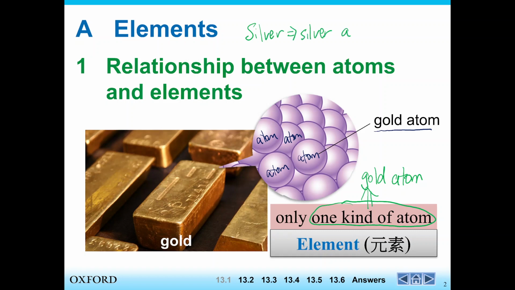And you can name some other elements, for example, we know that we have oxygen. Oxygen is an element. We'll learn about it later. It will only have oxygen atoms. And maybe I'll give you another example like iron. Iron is also an element. It will only have one kind of atom, which is the iron atom. There. I think you get the point.